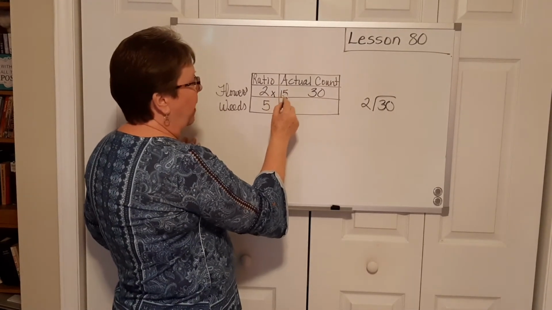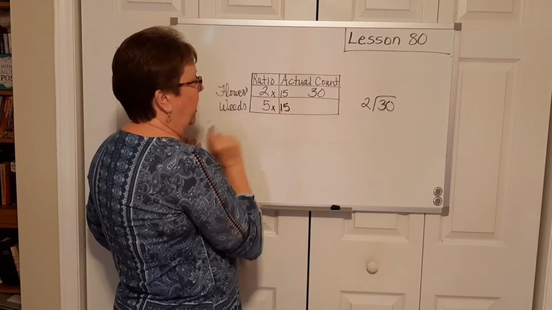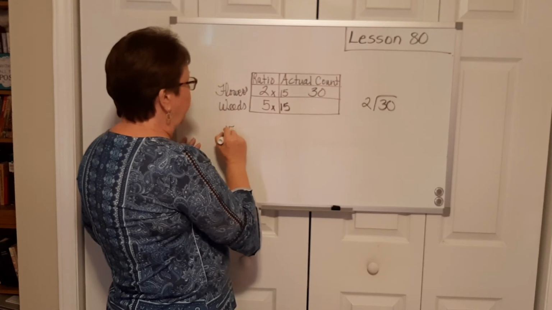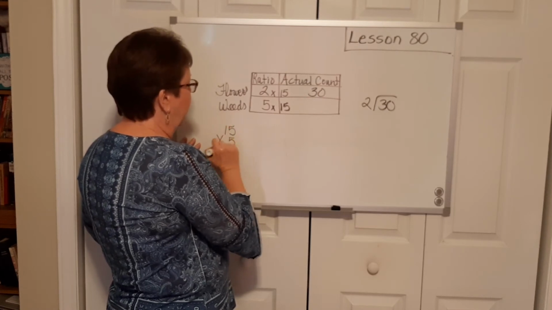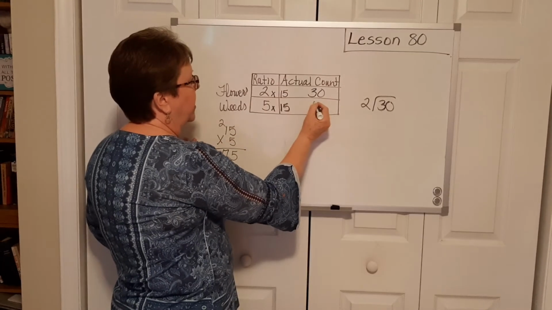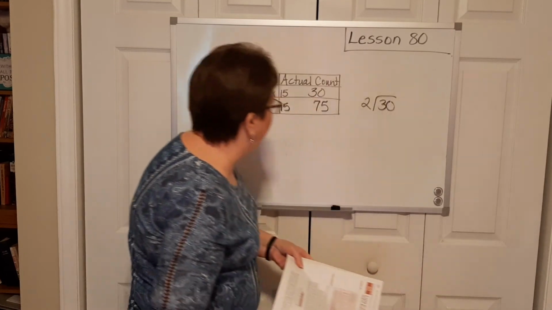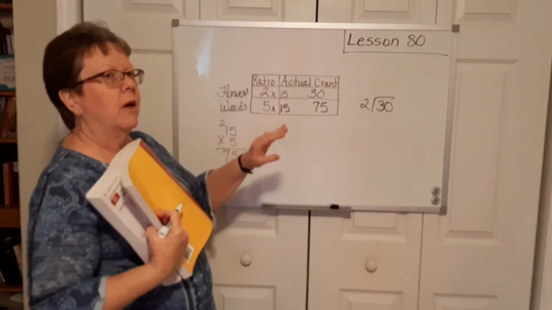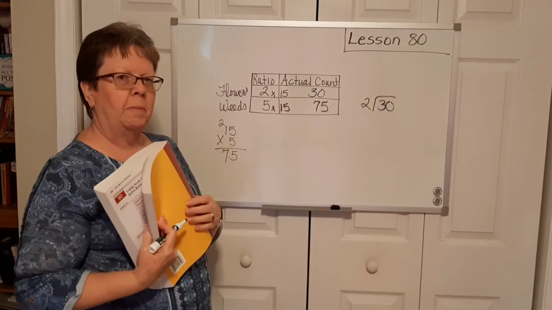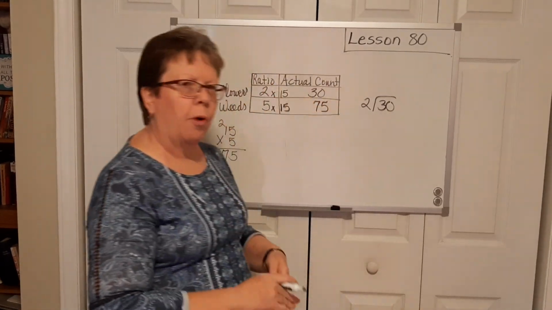So if we multiply that by 15, we have to multiply 5 by 15. For that problem, you may need to go to the side and do 15 times 5. If you multiply correctly, you get 75. So we've just answered our question: there were 75 weeds with 30 flowers. Those are some pretty simple ratio problems there.